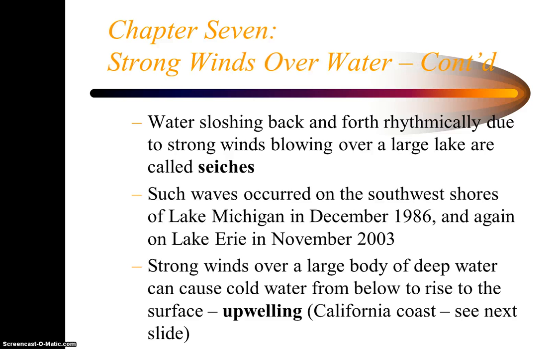Water sloshing back and forth rhythmically due to strong winds blowing over a large lake are called seiches. And such waves occurred over Lake Michigan in December 1986 and again on Lake Erie in November of 2003.